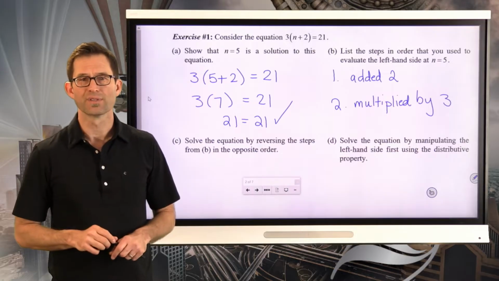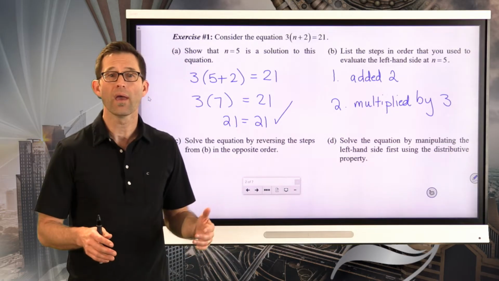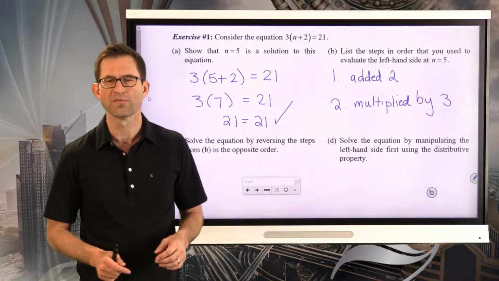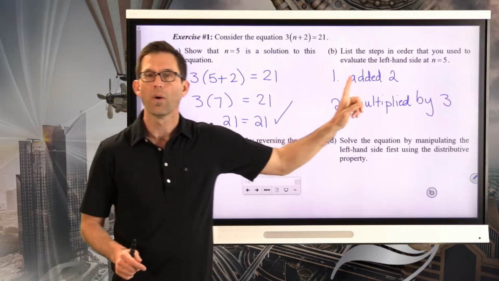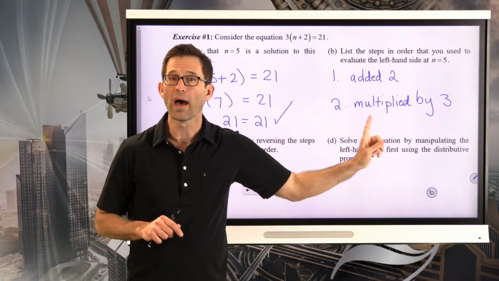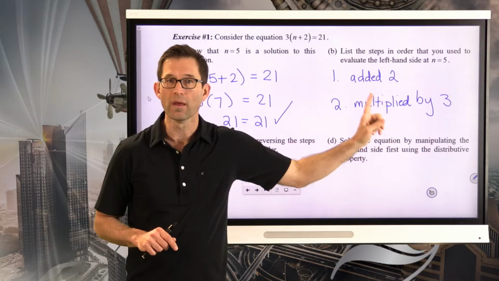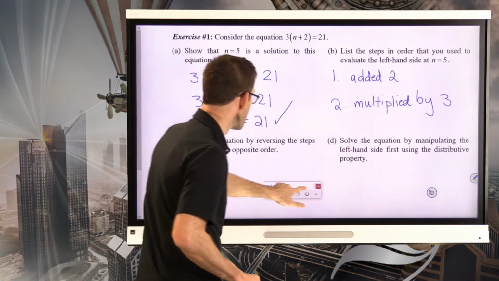Now let's take a look at letter C. Solve the equation by reversing the steps from B in the opposite order. Because that's the way that we have pretty much always solved equations. We've said, what's going on in this structure? Well, we add 2 and then we multiply by 3. So to undo that, we should divide by 3 and then we should subtract 2. So let's go ahead and do that together.